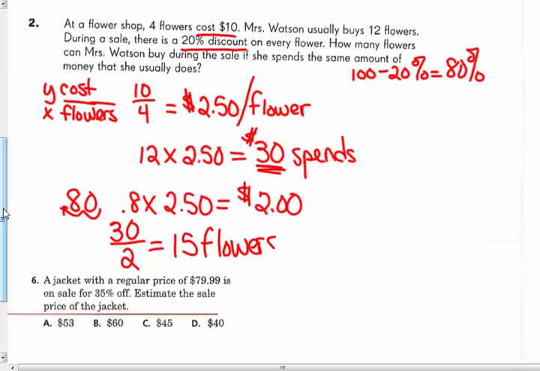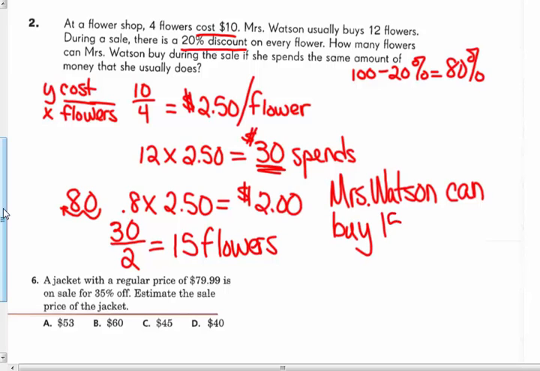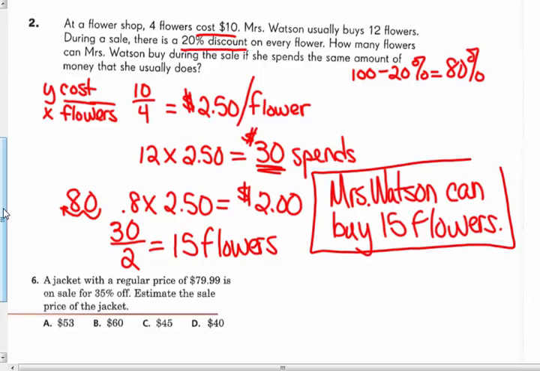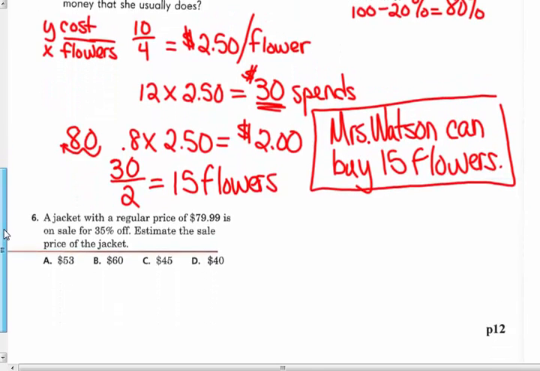Lots of steps on this problem. You had to read it very carefully. So Mrs. Watson can buy 15 flowers because they're on sale at 20% off. So because she's saving money, she can buy more flowers. That makes sense. Normally she buys 12. Now she can buy 15.